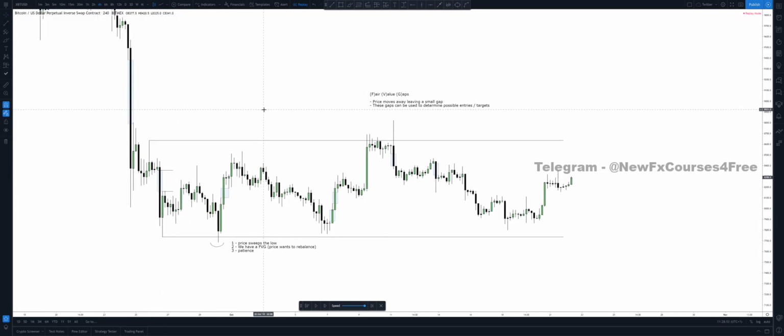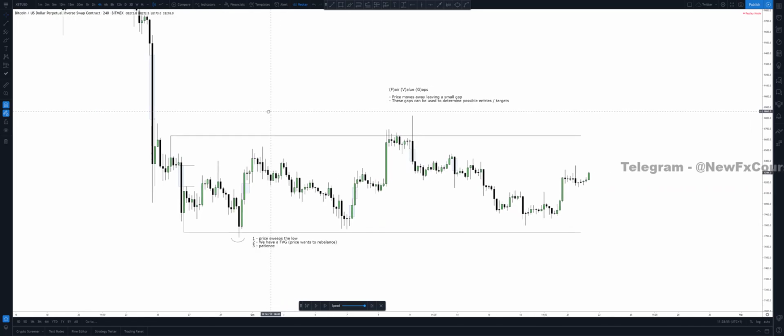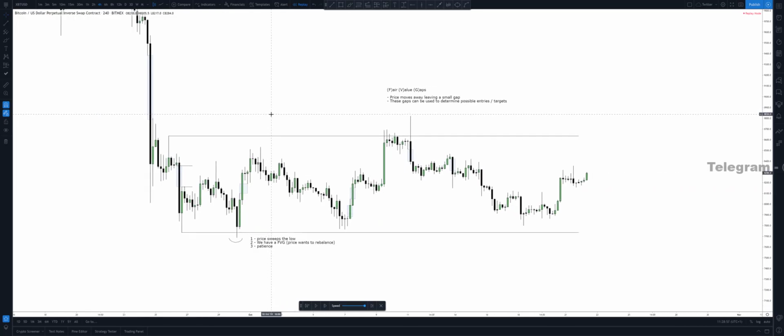Now the way I use them is I don't trade solely off fair value gaps. I want to use them in combination with either a bullish order block or a bearish order block. So what I want to see is, if price is bearish, I want to be entering a short, and what I'll look for is a fair value gap like this. I know price will want to rebalance itself up until at least this point to completely fill it in.